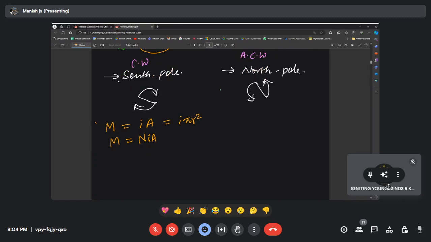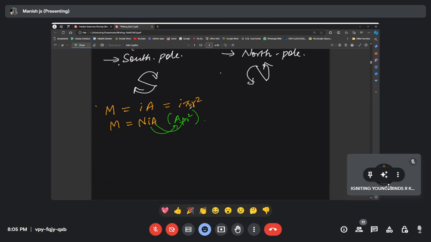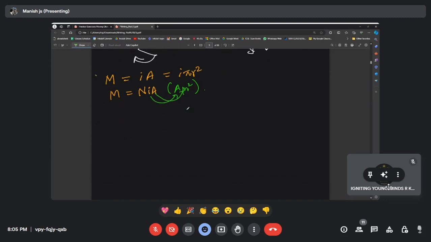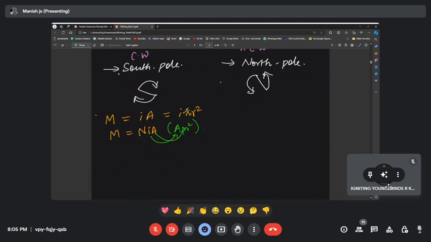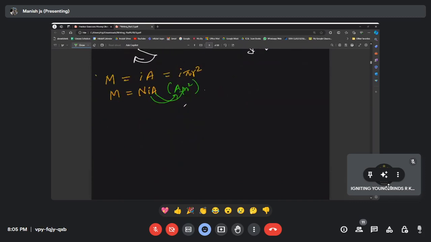So what is the SI unit of magnetic moment? Current is in amperes and area is in meter square, so it is ampere meter square, which is how we represent it. So this is all about the magnetic moment and the polarities. We also understood cross and dot notations. So all that we have done so far.